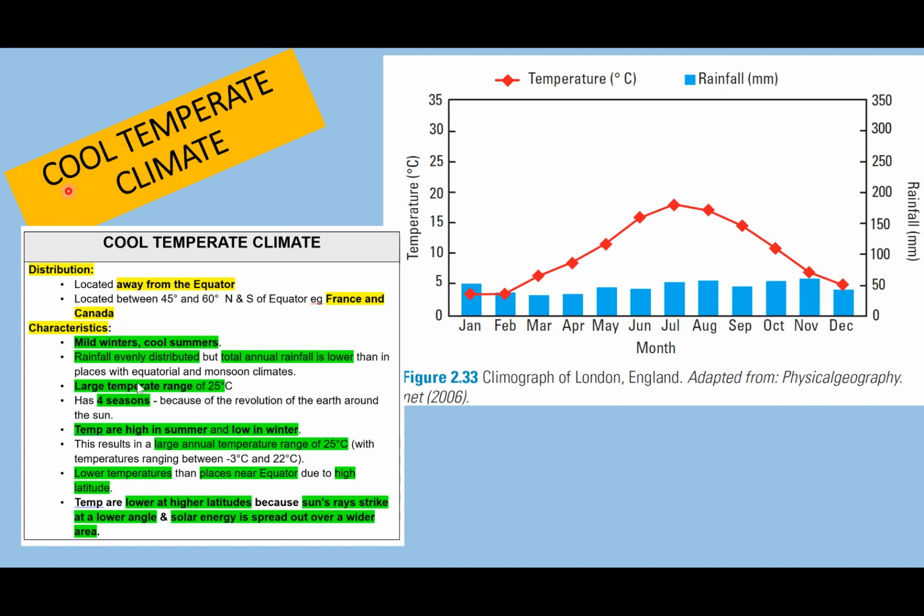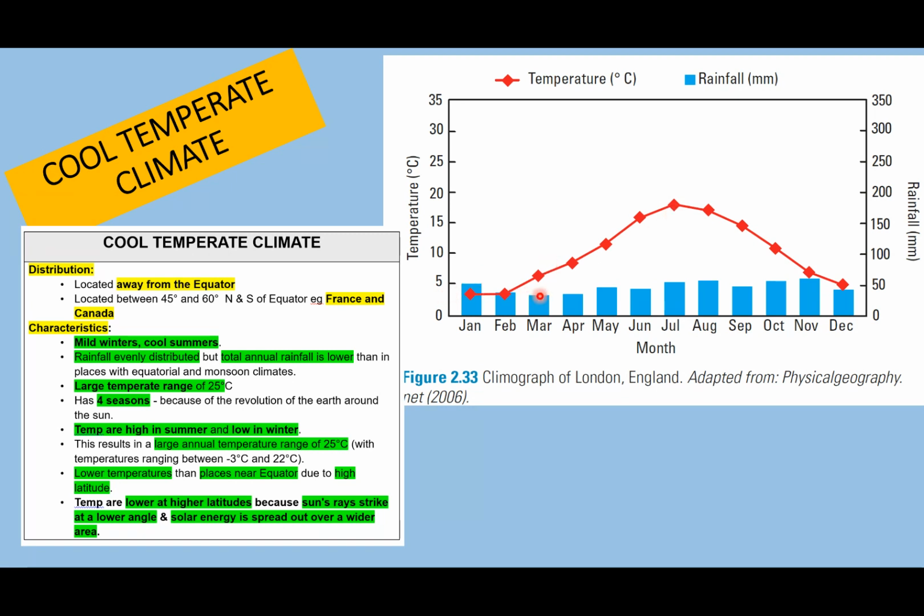Countries with cool temperate climate are located away from the equator. They are located between 45 degrees and 60 degrees north and south of equator. Example, France and Canada. Usually, these countries with cool temperate climate have mild winters and cool summers. Let's look at the temperature in the climograph here. The summer is slightly below 20 degrees Celsius and the winter is slightly below 5 degrees Celsius. So it's mild winter and cool summer.